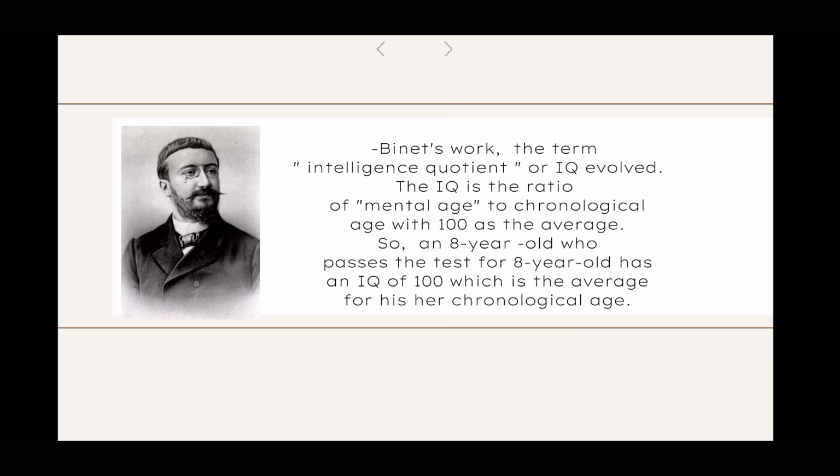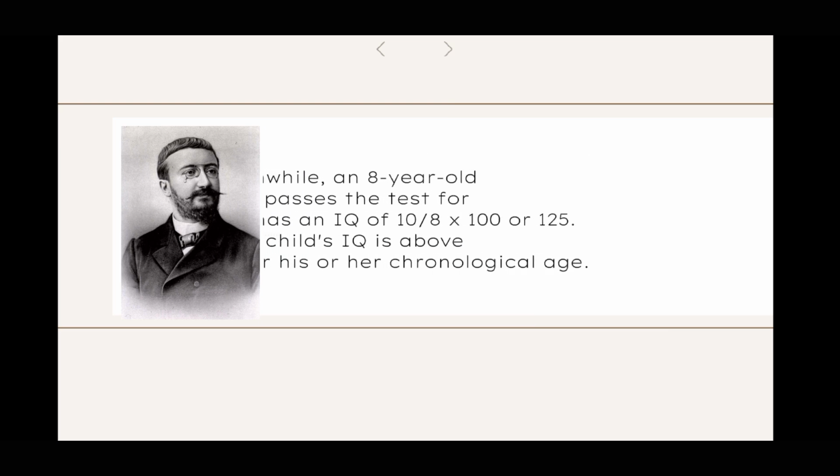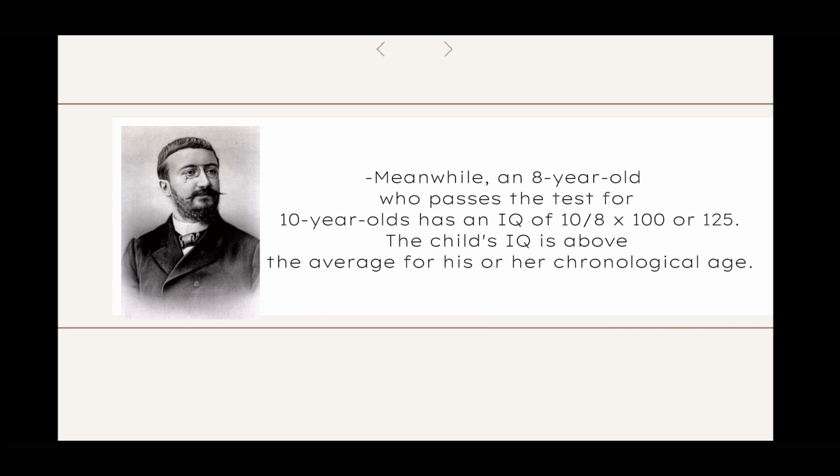So an 8-year-old who passes the test for 8-year-olds has an IQ of 100, which is the average for his or her chronological age. Meanwhile, an 8-year-old who passes the test for 10-year-olds has an IQ of 10 divided by 8 times 100, or 125. The child's IQ is above the average for his or her chronological age. He or she is brighter or more superior than other children of his or her age. Binet-Simon's work influenced the growth of the intelligence testing movement.